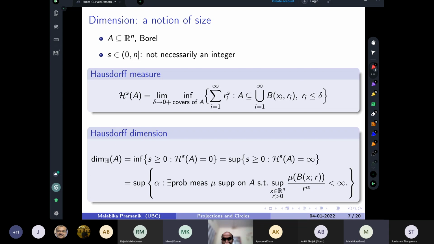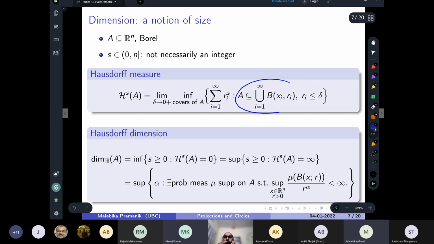Take A and consider countable coverings of A using balls whose radii are less than a fixed quantity delta. For every such cover, compute the summation of r_i to the power of s. Remember, s is the exponent. Then take the infimum of these sums over all countable covers of A for this fixed delta, and then take the limit as delta goes to 0. This is the s-dimensional Hausdorff measure of A.